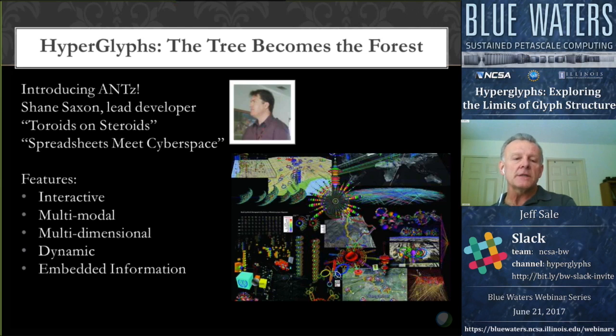It's been described as toroids on steroids, or spreadsheets meets cyberspace. Features that are really important that characterize a hyperglyph include interactivity, multimodal information such as color and shape and size, multidimensional, parent-child relationships down many levels. The hyperglyph should have a dynamic capability, and it should be capable of supporting embedded information.